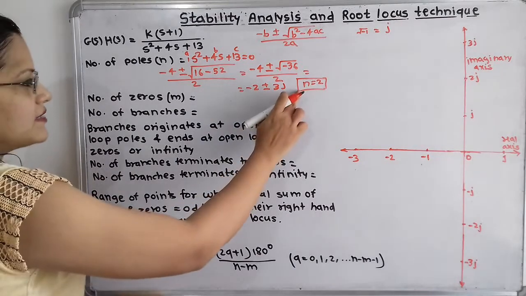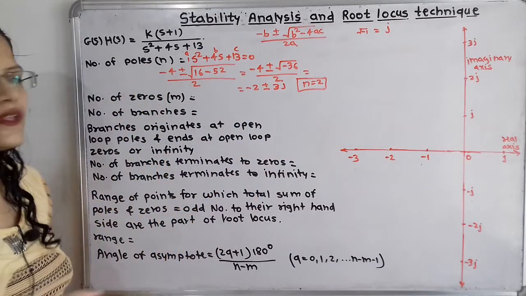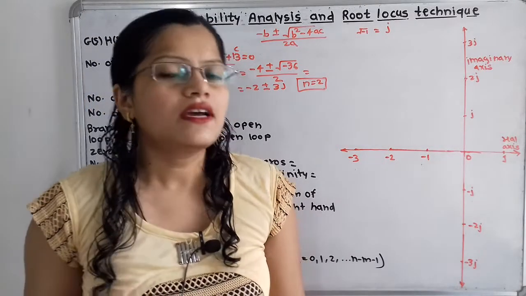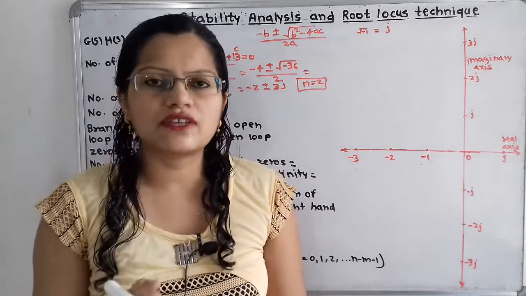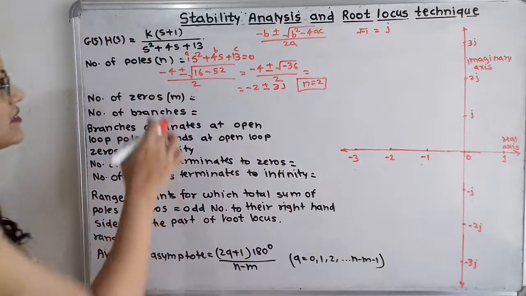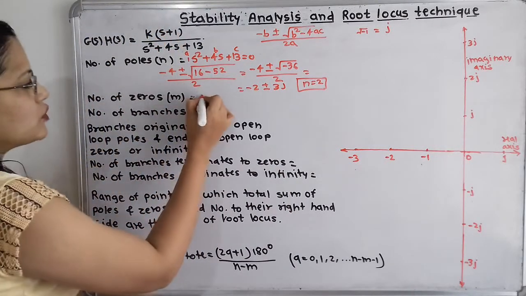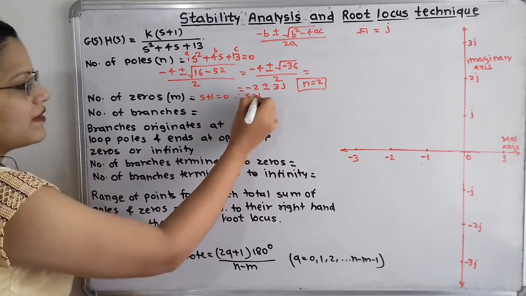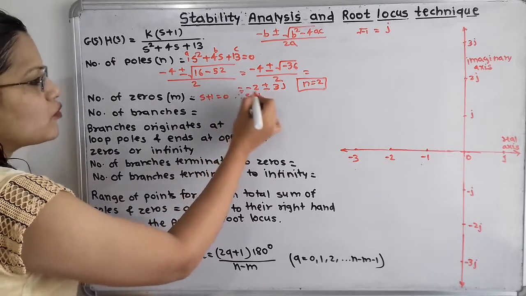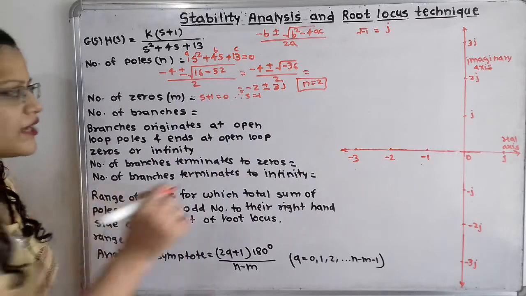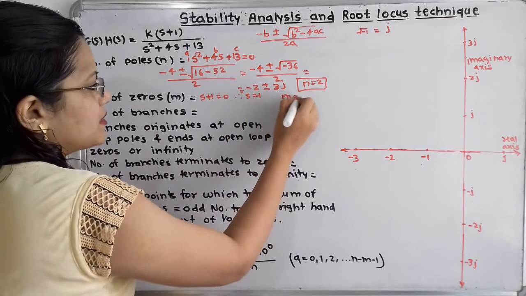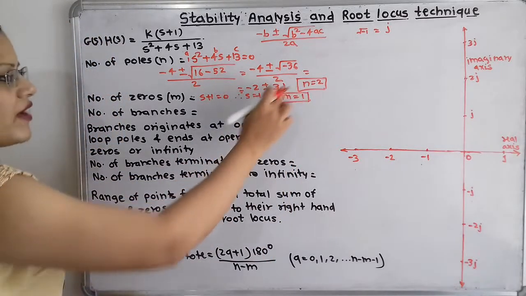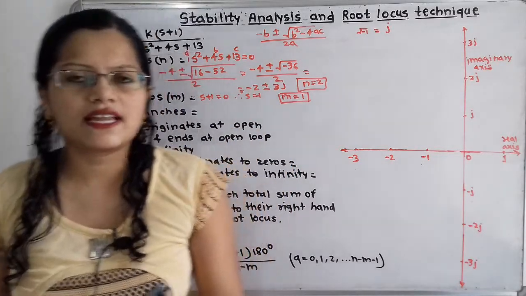So this is the answer, that is the number of poles n. Now we will move to the next calculation, that is number of zeros. For the calculation of number of zeros we have to set the s term in numerator equal to 0, that is s plus 1 is equal to 0, therefore s is equal to minus 1. So this s is equal to minus 1 is only one root, so we can say that m is equal to 1. In this way we have found out the poles as well as zeros.